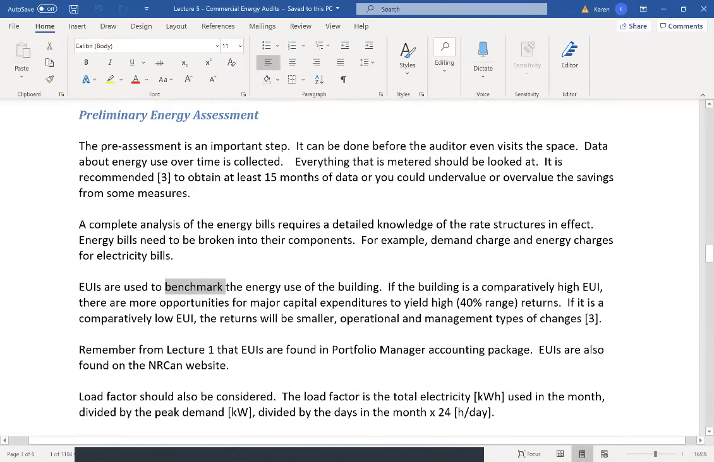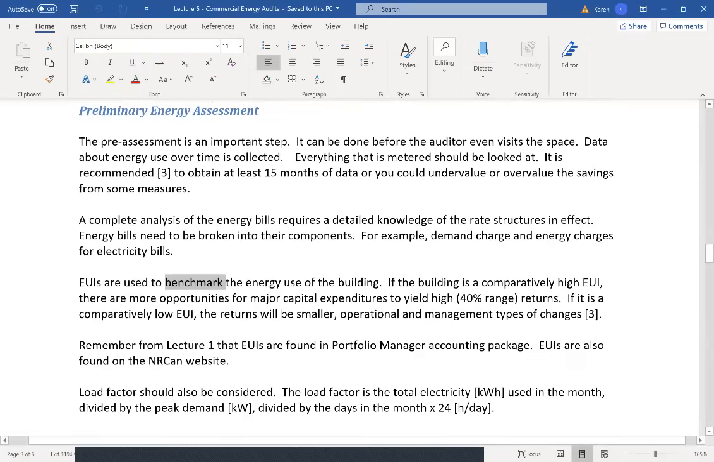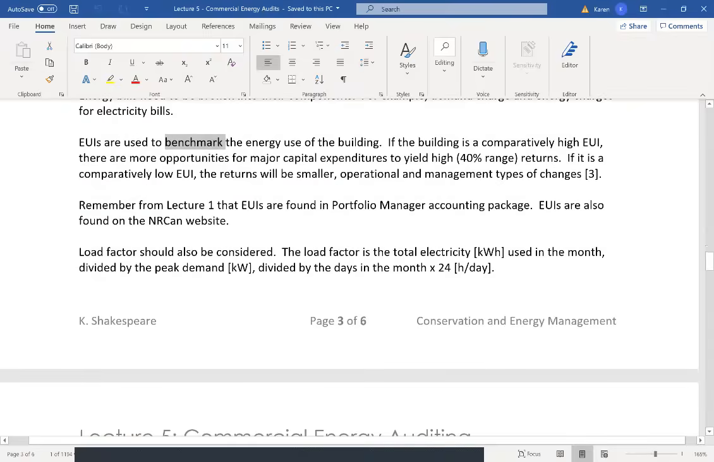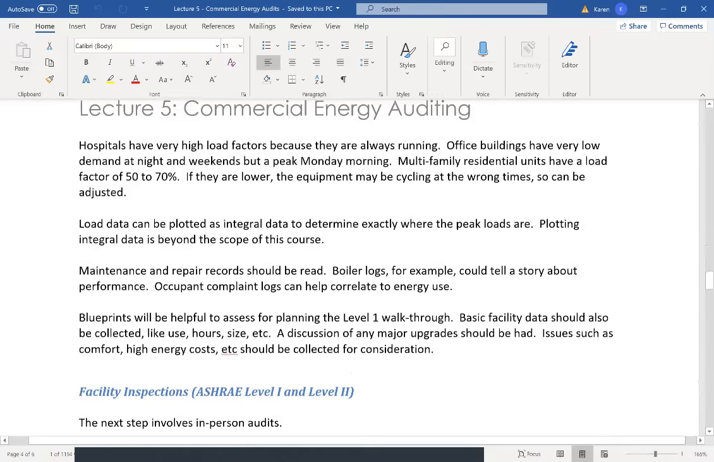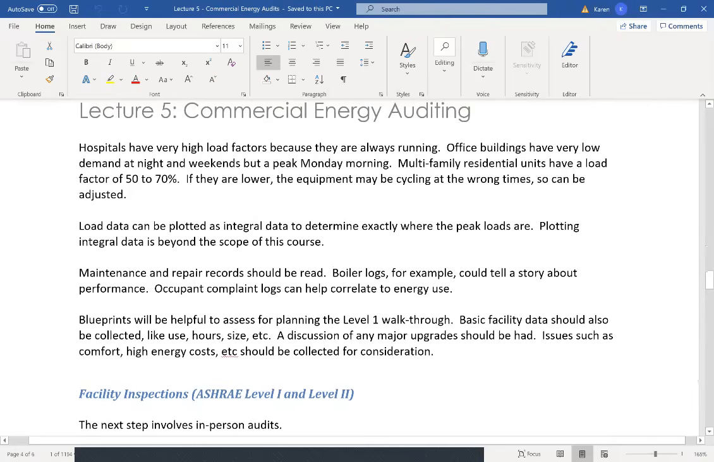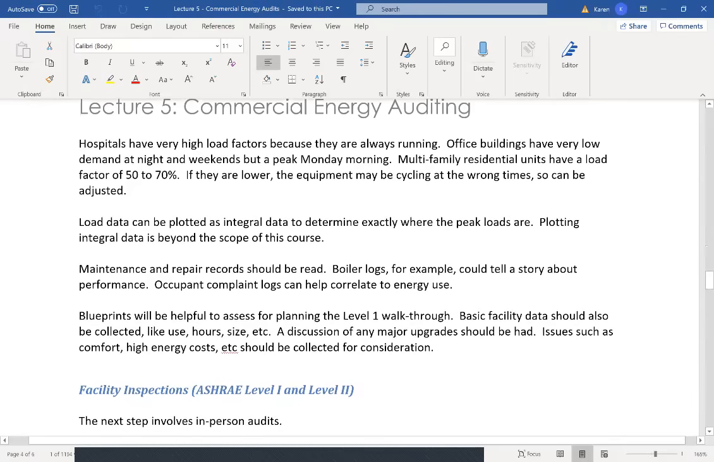They also consider the load factor. That's the amount of electrical energy that's used each month divided by the peak demand. So something like a hospital has a very high load factor, whereas office buildings should have a low load factor because they don't have a lot of demand on the nights and the weekends, we hope.